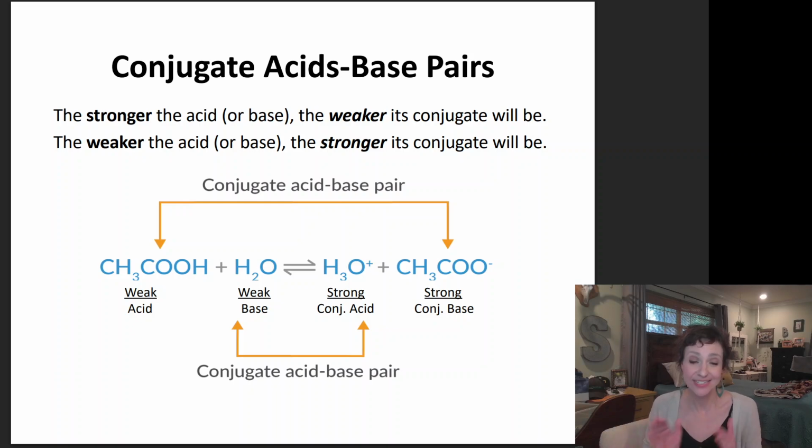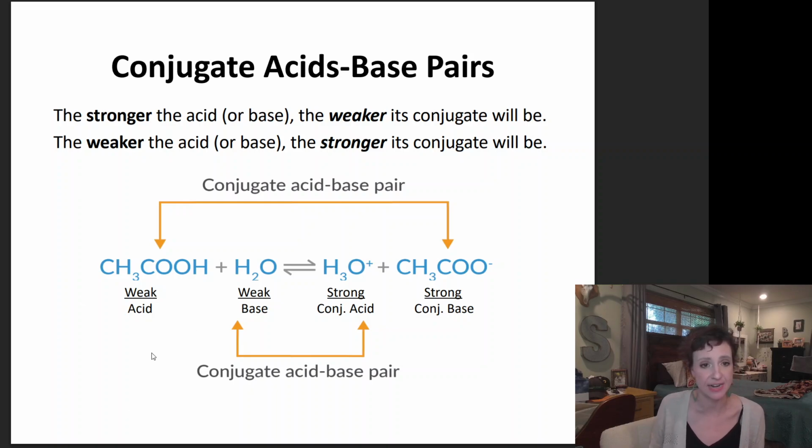Okay. Now here's the trick about this, and I'm only going to barely scratch the surface, so this may not mean a lot to you, but I'm going to explain why the double-headed arrow maybe is involved in these conjugate acid-base reactions, okay? This says the stronger the acid or base, the weaker its conjugate will be. And the weaker the acid or base is, the stronger its conjugate would be. You're like, what is even going on here?